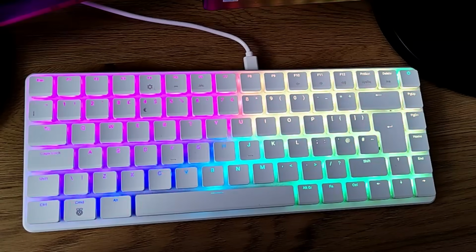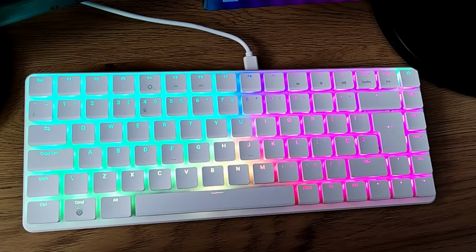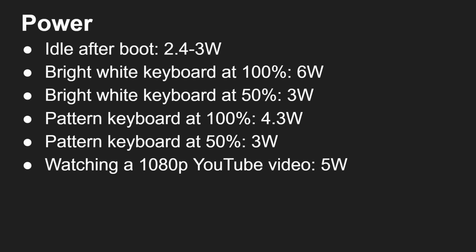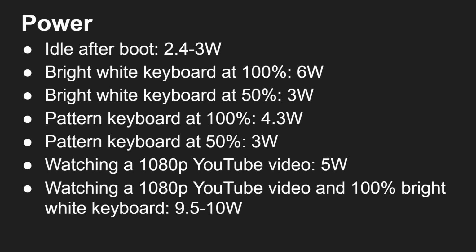If you switch it to a pattern, one of those swirling patterns that's built in, 100% brightness, 4.3 watts. If you reduce that down to 50%, 3 watts. And then if you are watching a YouTube video, 1080p, without the keyboard on at all, so the keyboard LEDs are off, 5 watts. And then if you combine all of that, watching a 1080p YouTube video and 100% bright white keyboard, it's going to draw between 9.5 and 10 watts. Again, all on Wi-Fi. If you do this on Ethernet, the average might go down by, let's say, half a watt or so. And then finally, if you shut it down, everything shut down, but it's still plugged in, then it's going to draw about 0.2 watts.